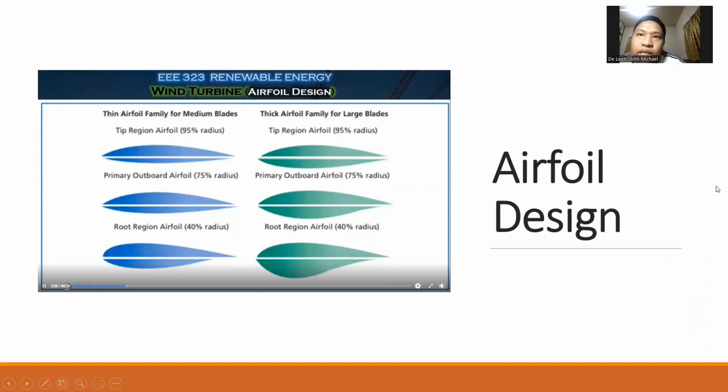Airfoil design. Iba-iba rin yung mga airfoil design. Airfoil family for medium blades: tip region airfoil, 95% radius. Nakita naman, merong mga hindi masyadong naka-curve. Merong halos side lang niya yung naka-curve. Iba-iba. Primary outboard airfoil, 75% radius. Root region airfoil, 40% radius. Tapos mga thick airfoil family naman for large blades. So, pang malaking blades: tip region airfoil, primary outboard airfoil, tsaka root region airfoil. Ayun, may malaking curve sa ilalim. Okay, next.